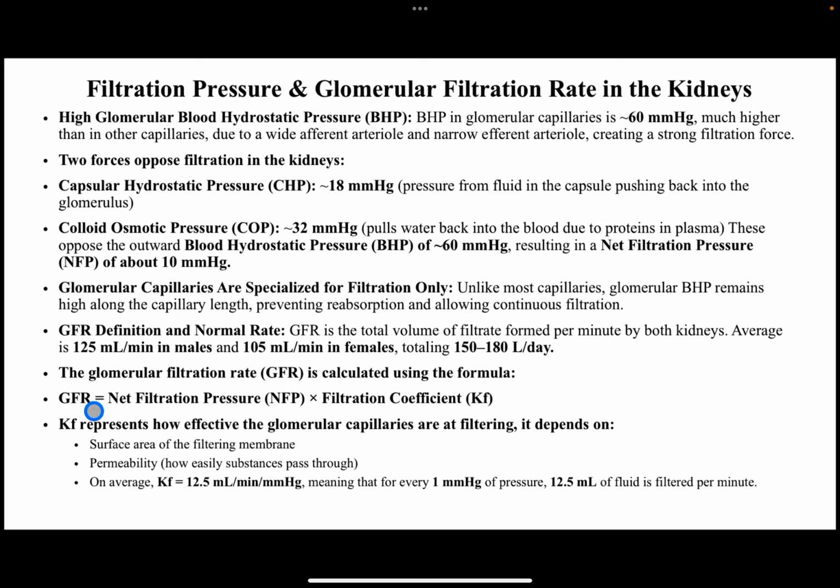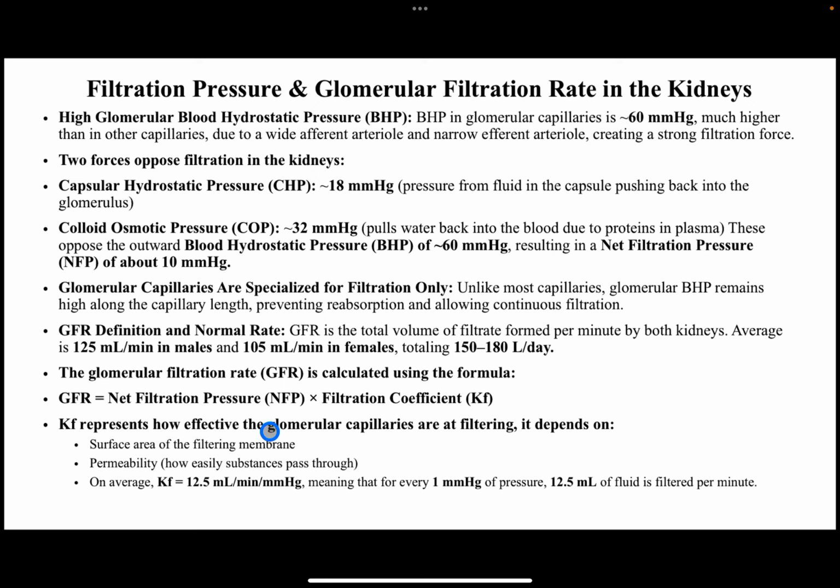In fact, if you want to calculate glomerular filtration rate, the formula we use is glomerular filtration rate is equal to net filtration pressure, NFP, multiplied by the filtration coefficient, KF. Good. And usually, this KF is constant. It's usually 12.5 mils per minute per millimeters of mercury. Do you get it? 12.5 mils per minute per millimeters of mercury.